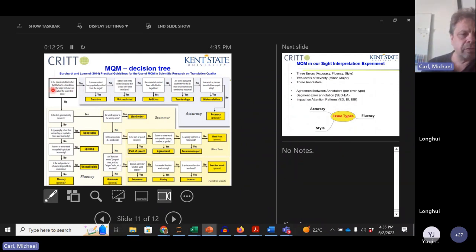In the beginning, you start on the top left, and you try to figure out whether it's a fluency error or an accuracy error first. Then you have these questions, and you ask yourself, is it this kind of error or that kind of error? You go through this decision tree, and in the end find the error that you would like to annotate. So this is about MQM, and as you can see, it can be customized in very different ways and for different purposes.